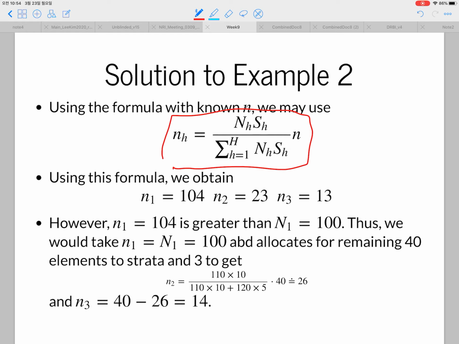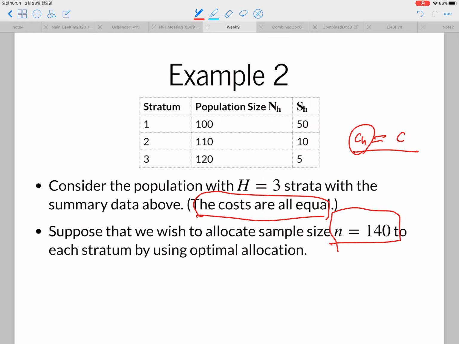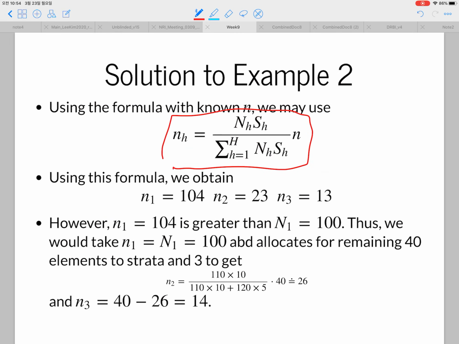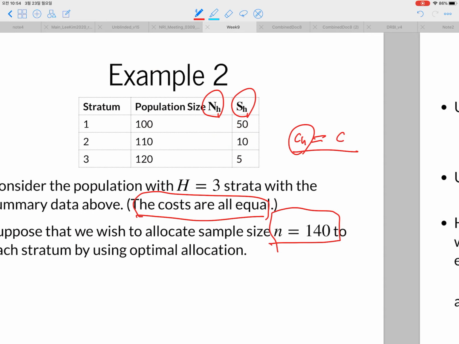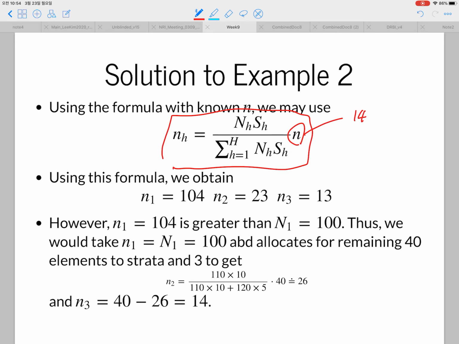And use this. So everything is known, right? Capital N_H is known and S_H is known. And the total sample size n, 140, is known. So everything is known. So we should be able to compute the formula, and this is the solution.